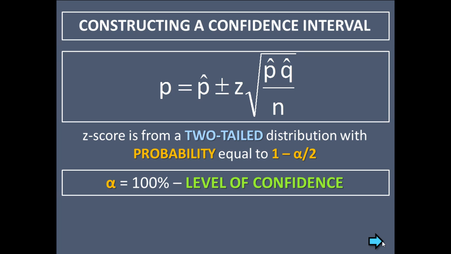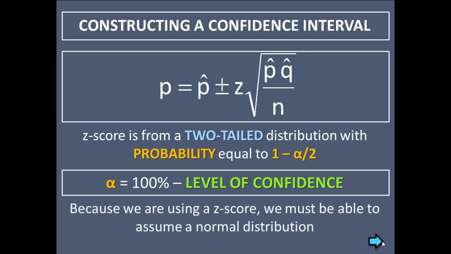Once again, much like with a t-score, with a z-score, we need to be able to assume a normal distribution. And for these questions, that will generally mean that since we don't know anything about the population itself, we will need a sample size larger than 30.